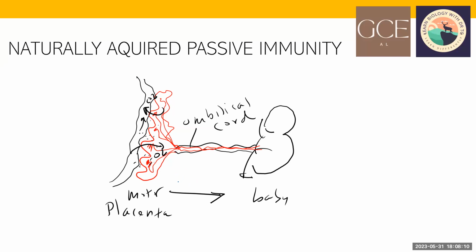The molecule is antibody or immunoglobulin. Both names are the same, antibody and immunoglobulin. It is going to the baby's side. So the mother has good immunity. The mother has a lot of antibodies for different pathogens. They all pass into the fetus. Then before birth, the fetus has antibodies from the mother.